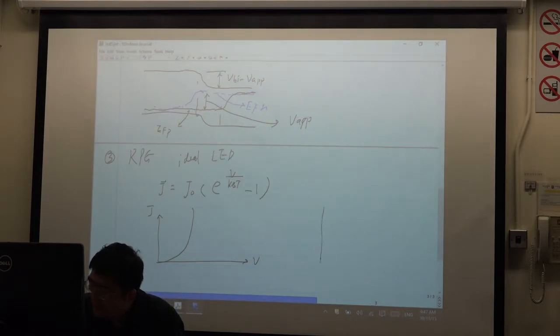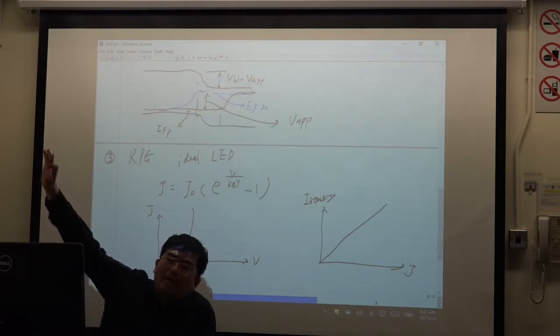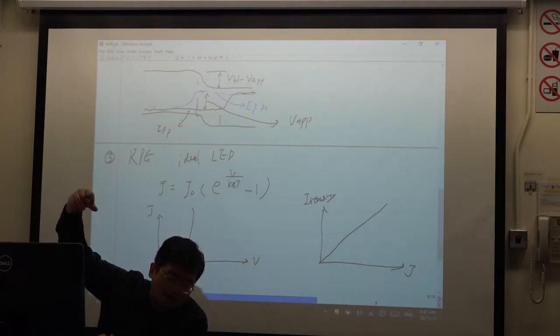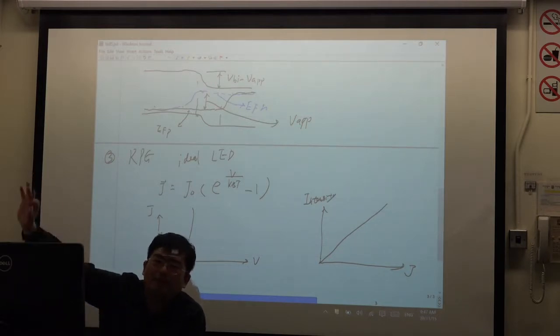Another intensity, or maybe some call it electroluminescence intensity. This is J, and this is maybe another thing, the power. It's linear. If there is a very large current, more electron-hole pairs are generated and generally recombine, and they generate light. It's linearly proportional.